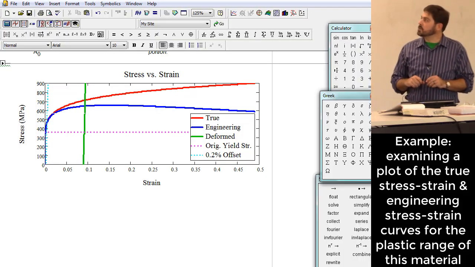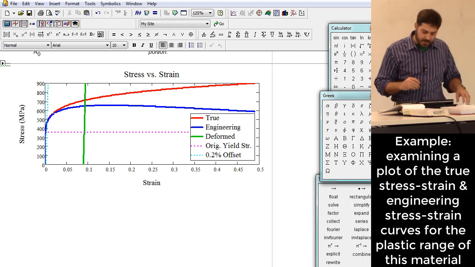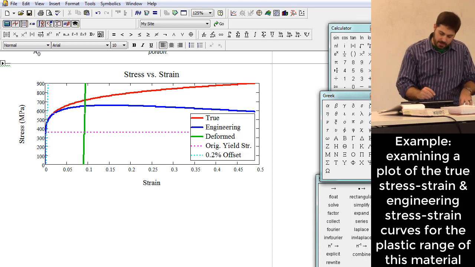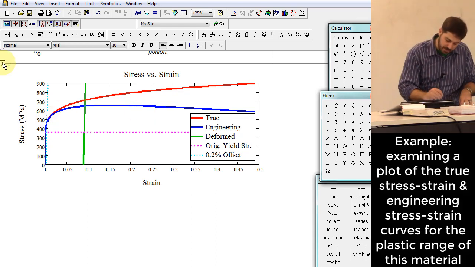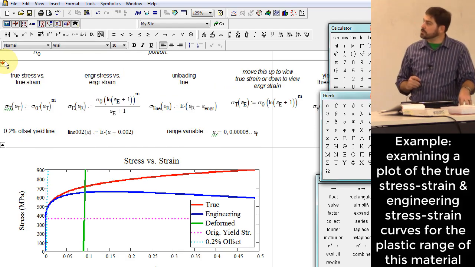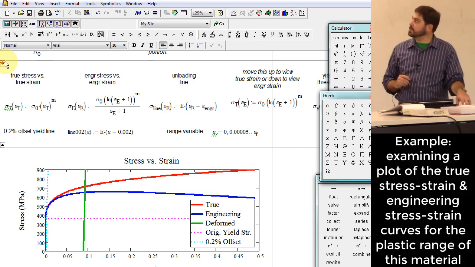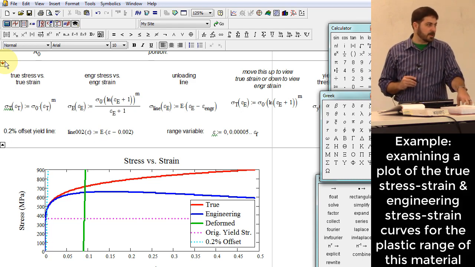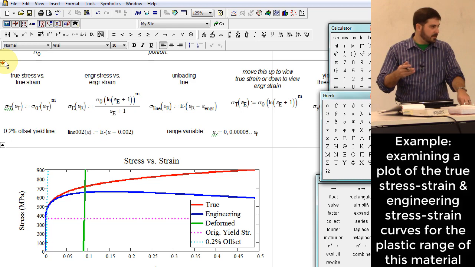What you're looking at here, the red curve is the true stress, and the blue curve is the engineering stress. You see how the engineering stress curves back down. In case anyone's curious about where those came from, I have some equations right here that are used to plot these functions. Now it's kind of interesting here. I can plot true stress against true strain, or I can plot true stress against engineering strain.